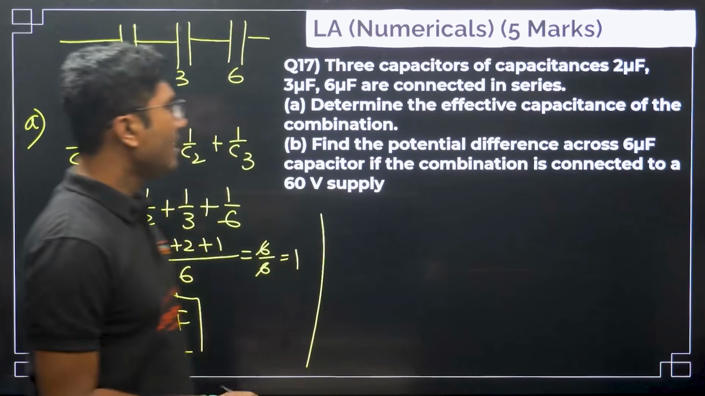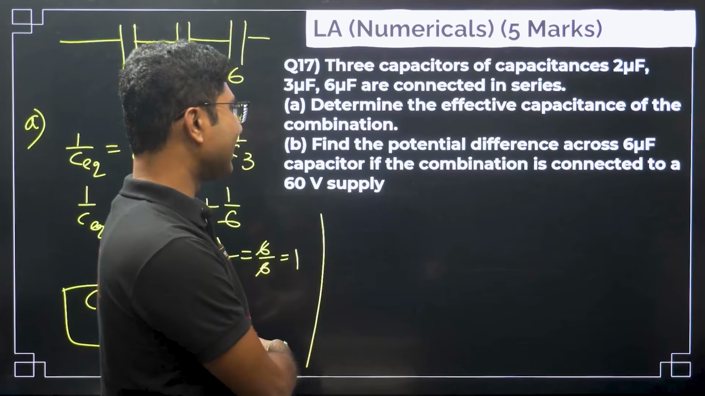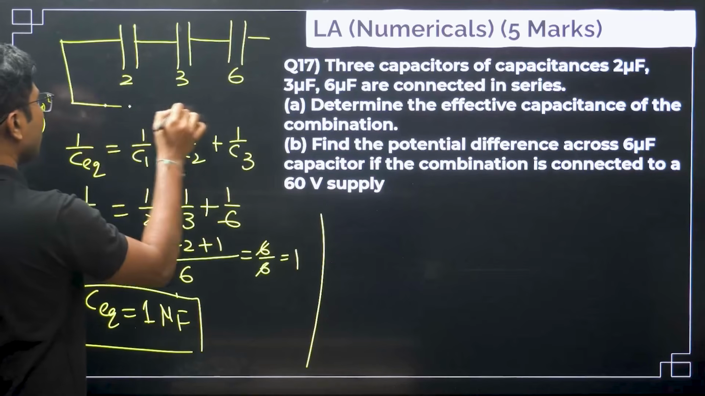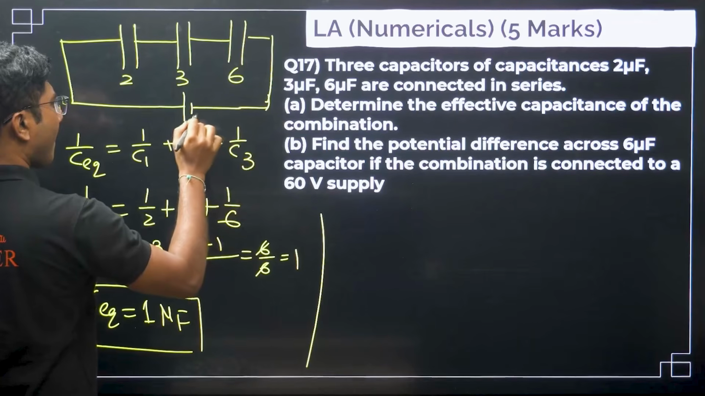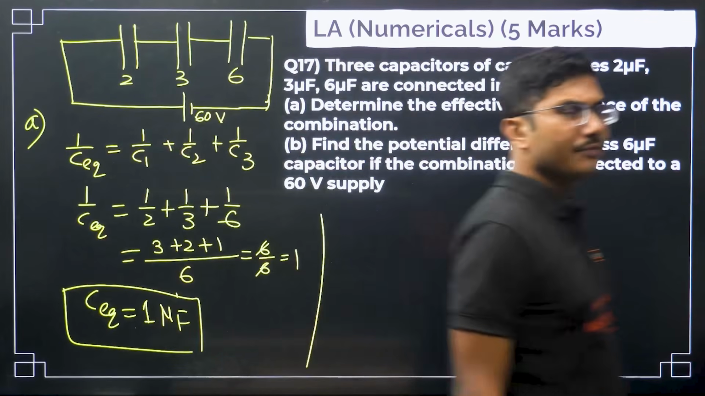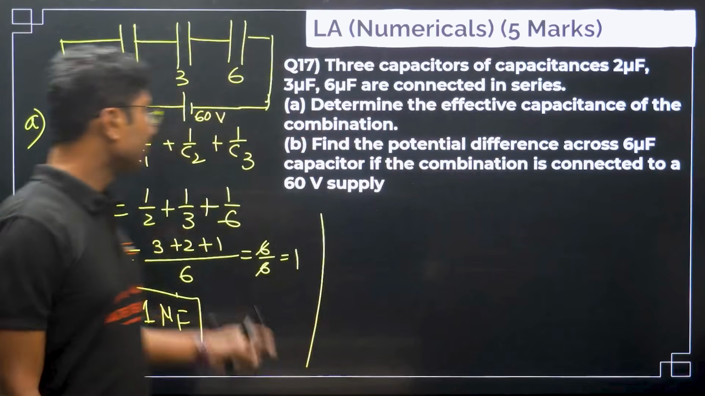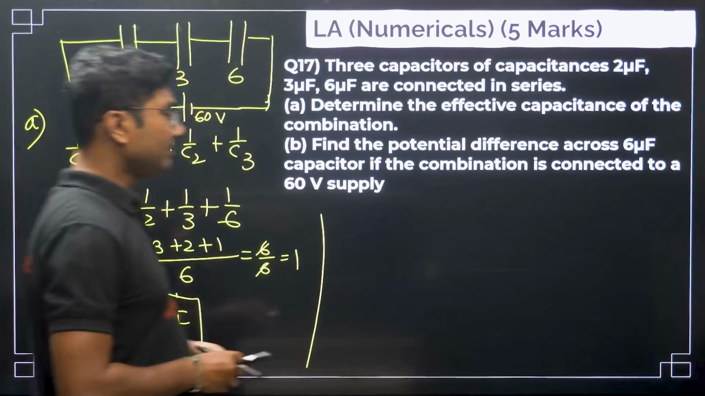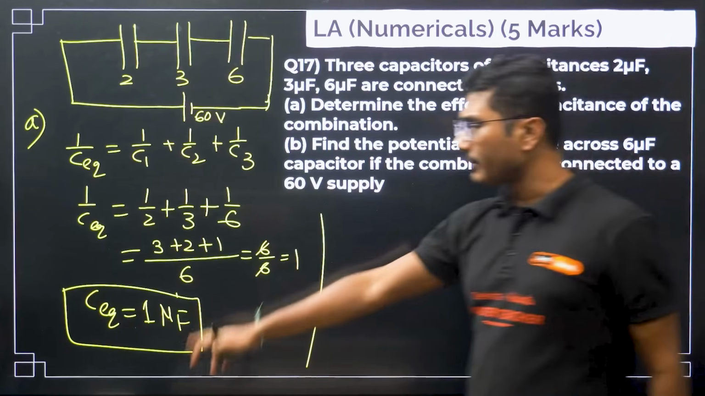So this is part A. What is part B? Find the potential difference across the 6 microfarad capacitor if the combination is connected to a 60 volt supply. Now you have connected this to a 60 volt power supply, and you have to find the potential difference across this 6 microfarad capacitor.